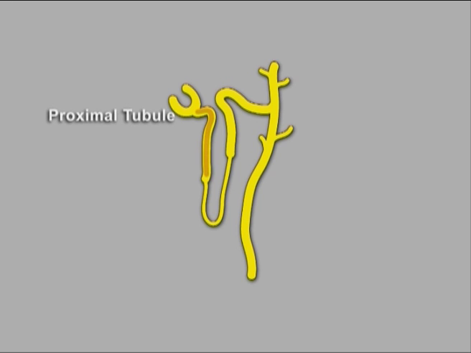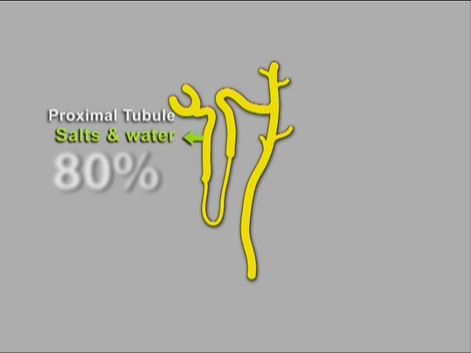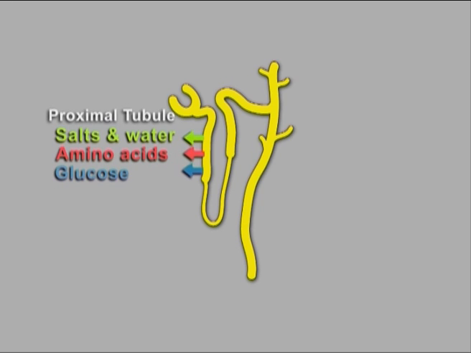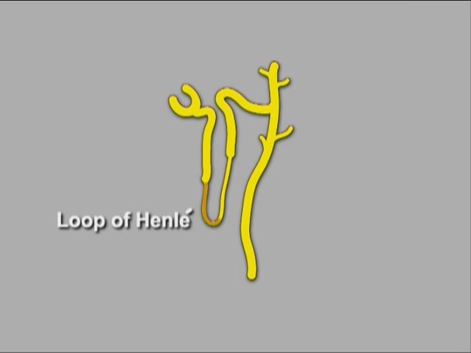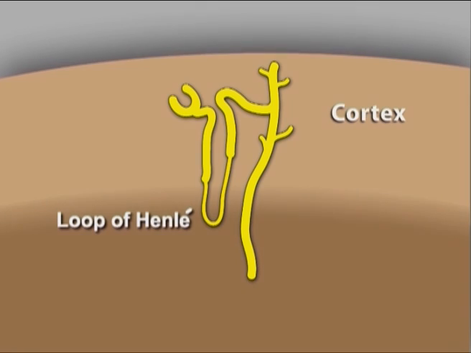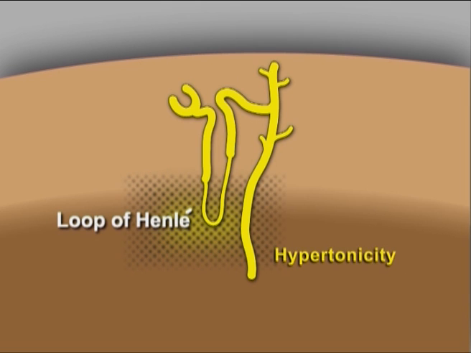The proximal tubule reabsorbs 80% of all the salts and water filtered. Likewise, most amino acids and glucose are handled by this segment of the nephron. The loop of Henle is a very specialised portion of the nephron that descends from the renal cortex into the renal medulla. It uses an active metabolic process to create a localised region of hypertonicity. This facilitates the reabsorption of water by the collecting ducts as they pass through this space.